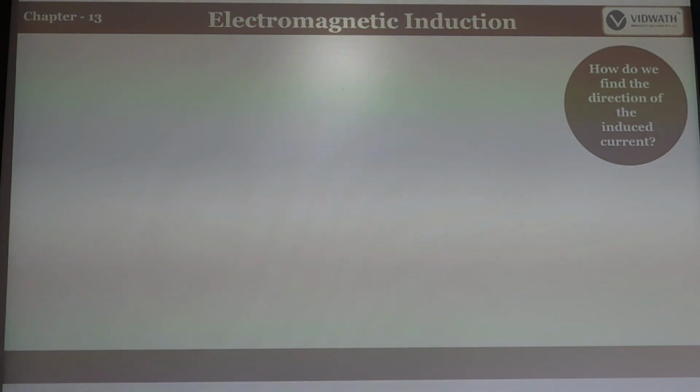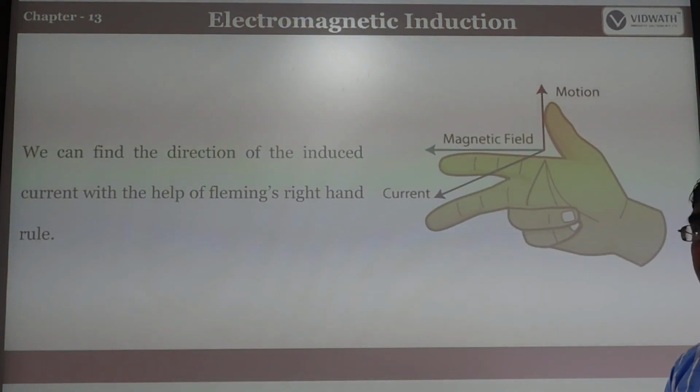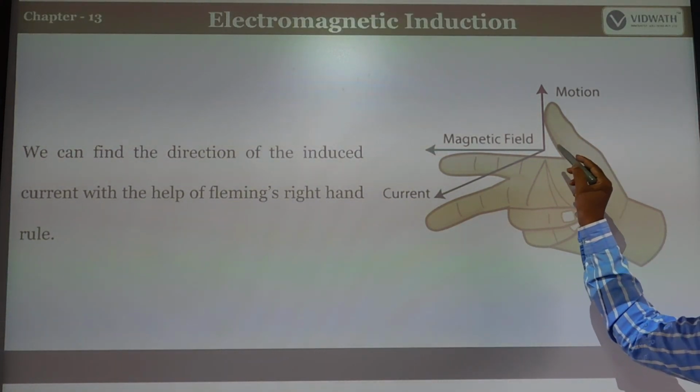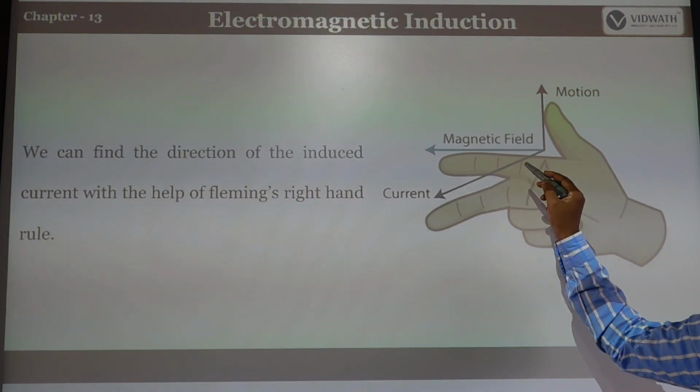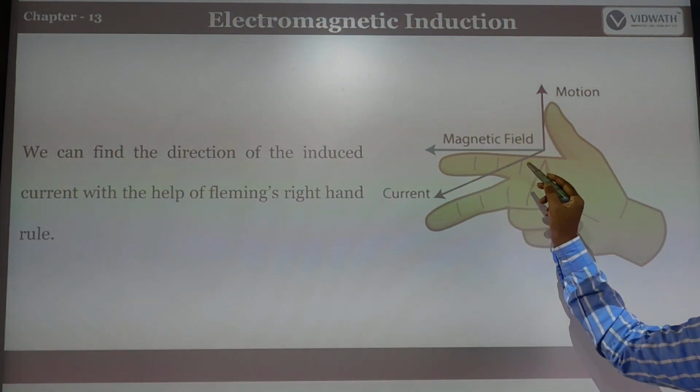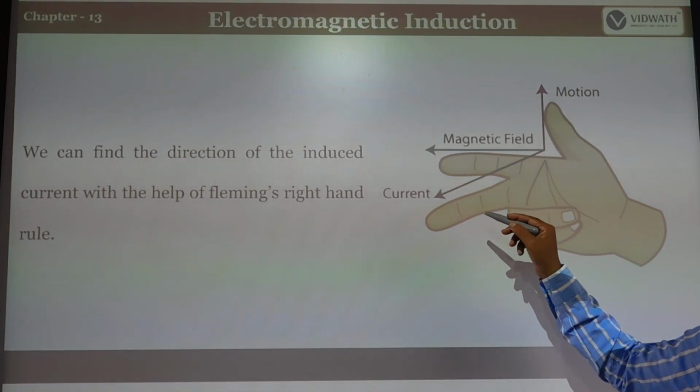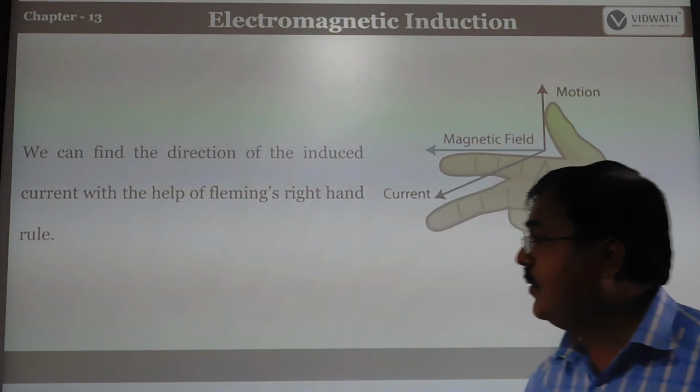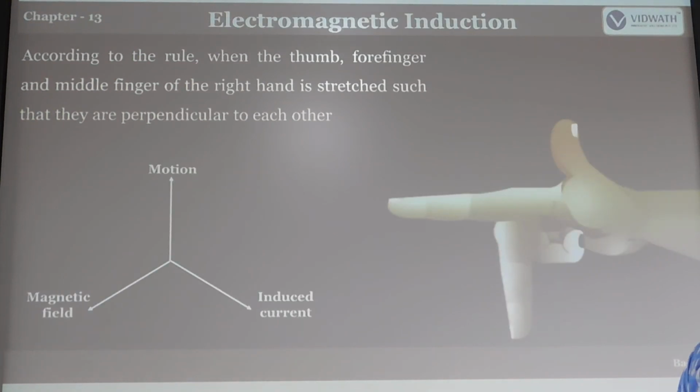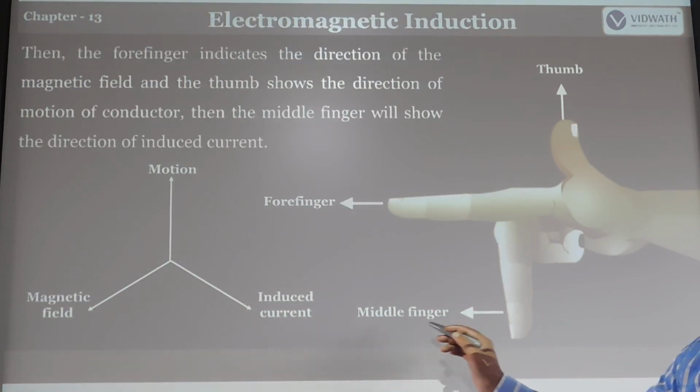So how do we find the direction of the induced current? This is called Fleming's right hand rule. We stretch three fingers: thumb, forefinger, and middle finger. According to this rule, the thumb indicates the direction of motion of the conductor, the forefinger indicates the magnetic field, and the middle finger indicates the induced current.